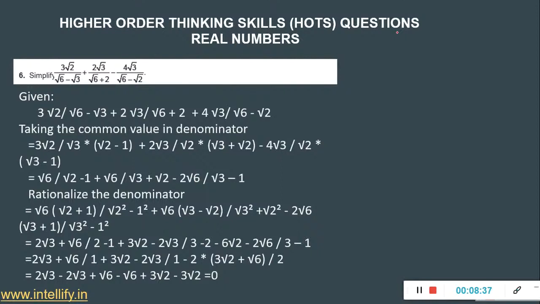High order thinking skill questions. Now let's discuss some important questions on real numbers. Question number 6: 3 root 2 upon root 6 minus root 3, plus 2 root 3 upon root 6 plus root 2, minus 4 root 3 upon root 6 minus root 2. We have to simplify this.